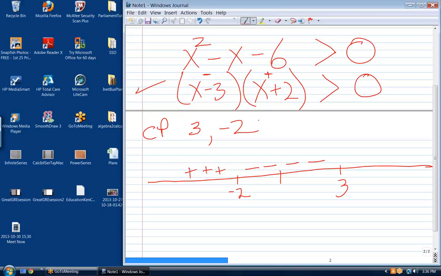Now I try a point to the right of 3. So let's try 4. Well, 4 gives you a positive there, a positive there. These are all positive. So my solution to this inequality is x can be less than -2 or x can be greater than 3. That's how I solve the inequality of that quadratic.